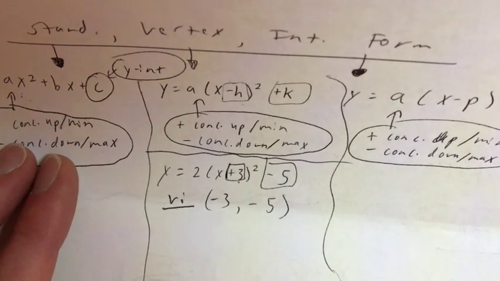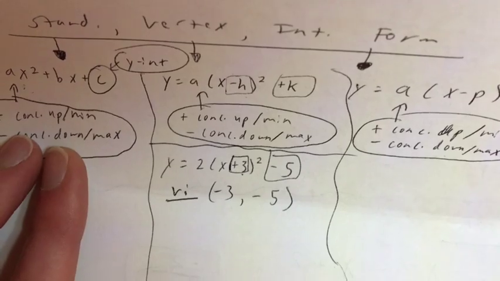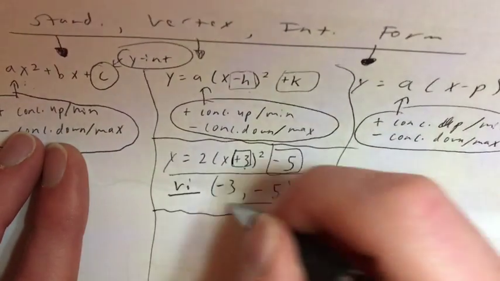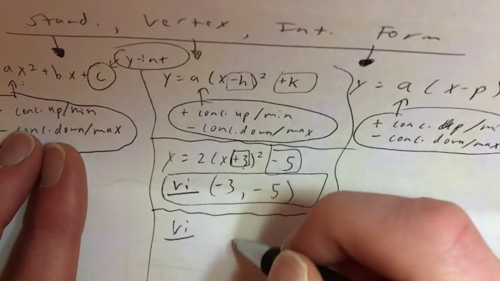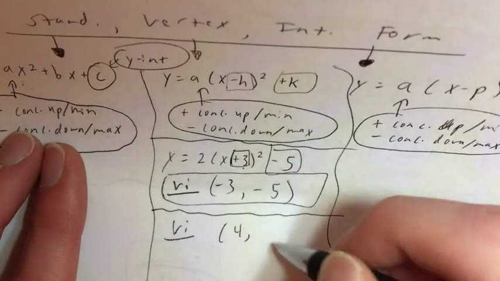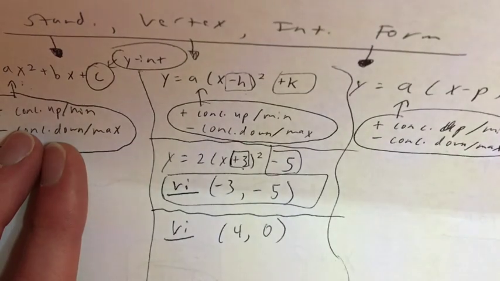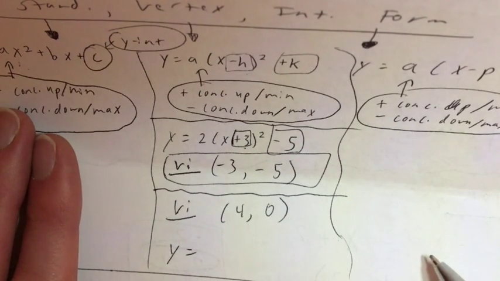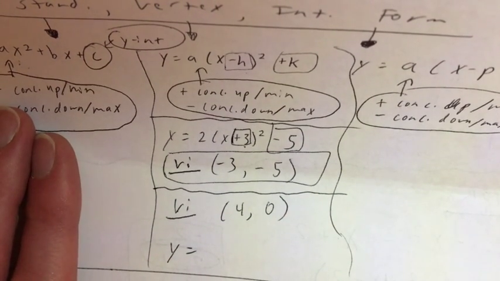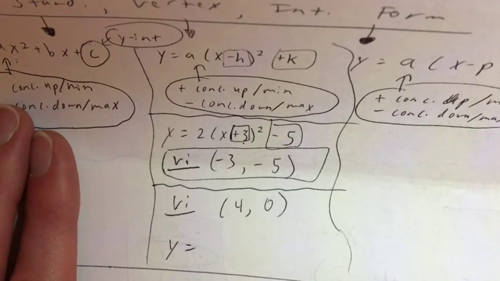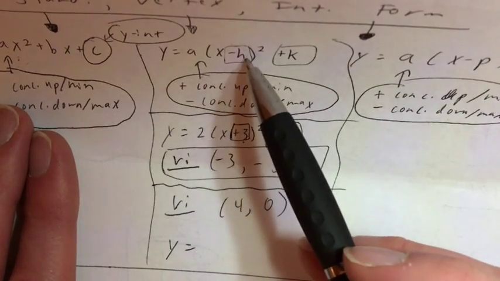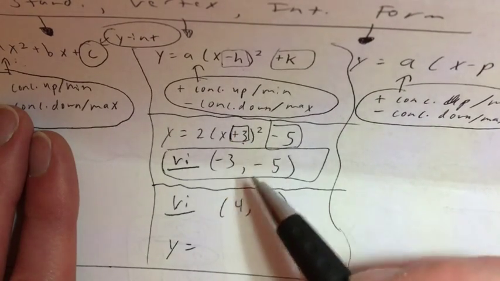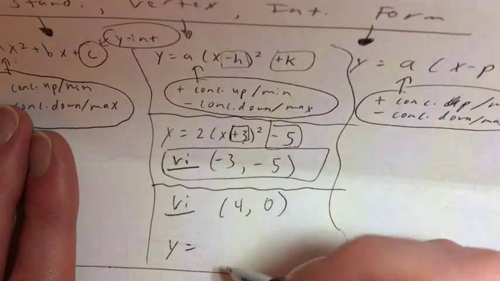Now, if I told you to go backwards, I think we're still having trouble knowing how to go backwards sometimes. So let's say I give you a vertex of, I don't know, 4, 0, something like that. I want you to write a possible equation in vertex form for what it could be. Well, if you remember, our H is going to go inside. But remember what I did with this one, that was a positive 3 inside, but I switched it to a negative 3. The same rule is going to apply.